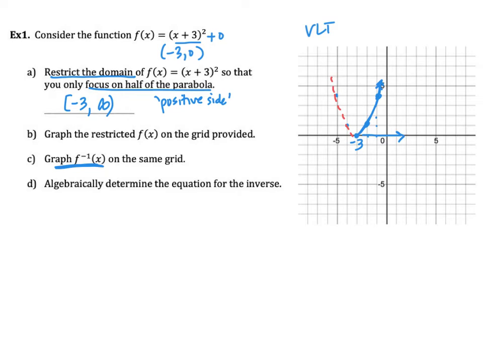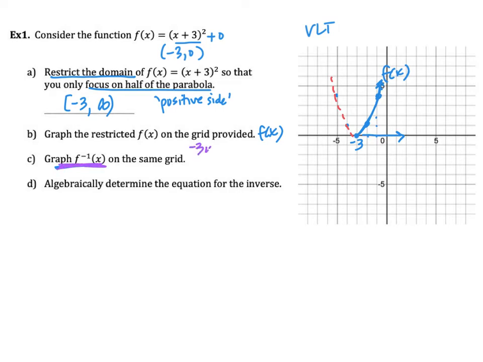So let's look at part B here. It says, graph the restricted f of x on the grid provided. Well, I already did that. That's my blue portion right here. Right? So this is the restricted portion. And then it says, graph f to the negative 1 of x on the same grid. So I'm going to take those ordered pairs.